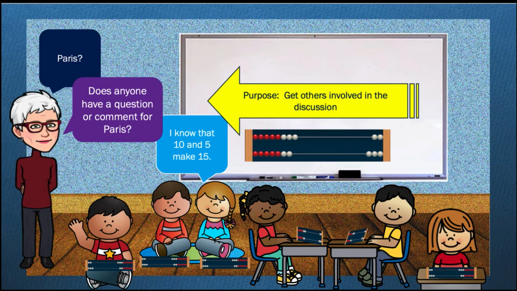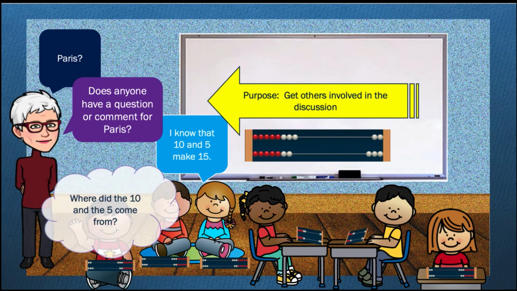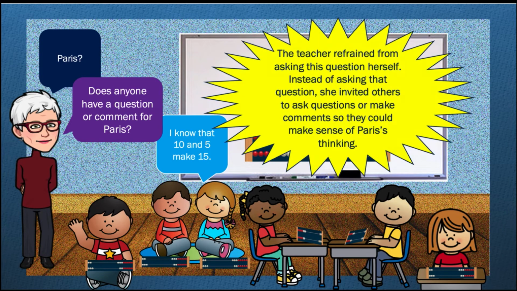The most obvious question to ask Paris is, where did the 10 and the 5 come from? It is significant that the teacher refrained from asking this question herself. She did so because she knows that other children in the class are surely wondering the same thing. So instead of asking that question, she invited others to ask questions or make comments so they could make sense of Paris's thinking. And this is exactly what happened.